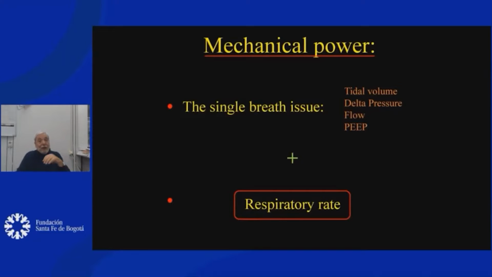But of course, if I do 4 times per minute or 20 times per minute, it is completely different. And mechanical power is a comprehensive variable which includes tidal volume, delta pressure, flow, PEEP, and respiratory rate. Okay?